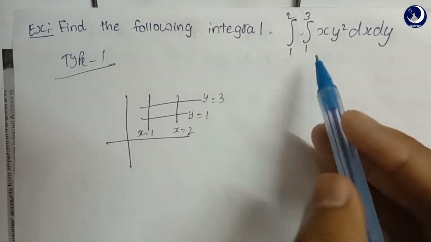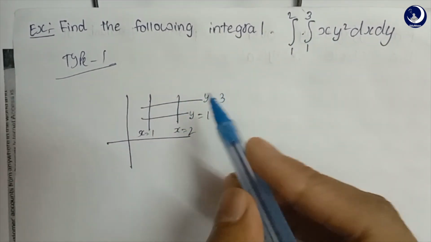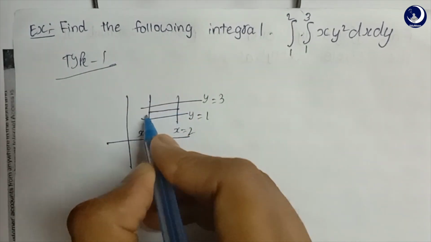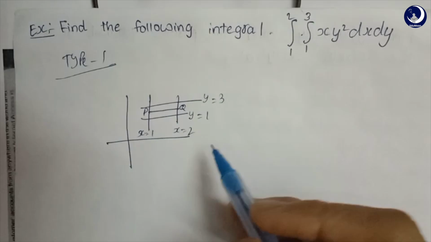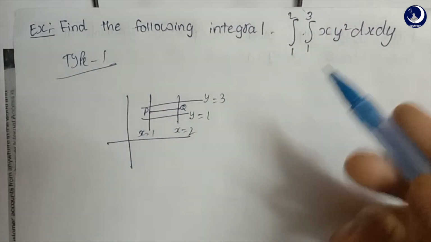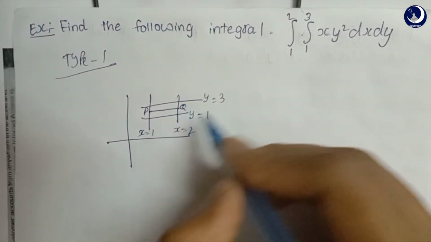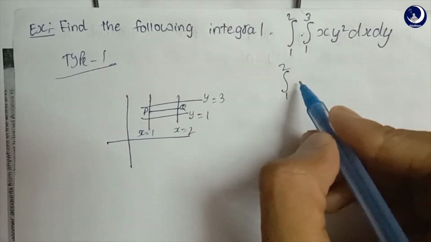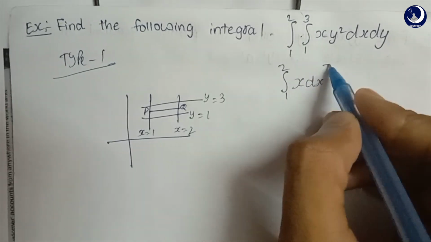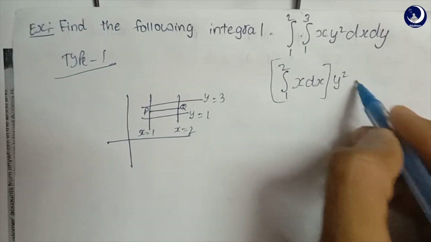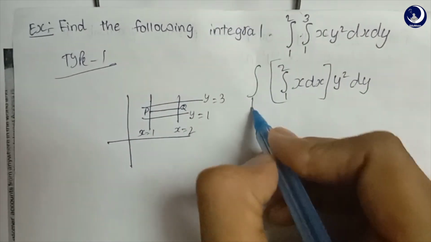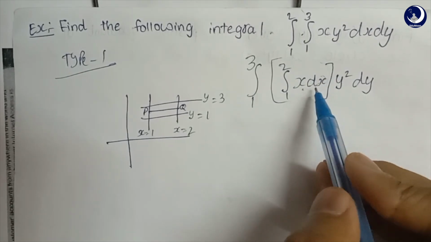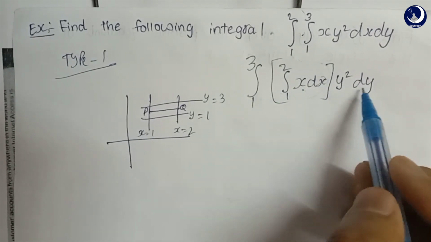Suppose I take the x limits as variables, that means I take a PQ strip parallel to the x axis. So I consider the x limits as variables and the y limits as constants. Since the x limits are variables, first integrate the x limits from 1 to 2 of x dx, into y square dy, integral 1 to 3. Because I took the x limits as variables, first we integrate with respect to x, after that we integrate the y function.